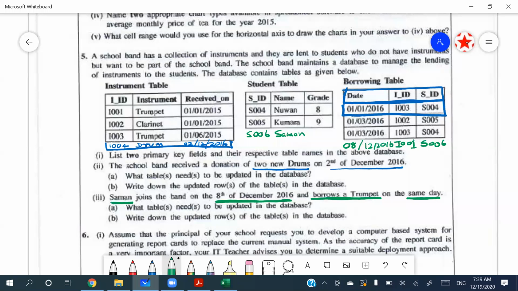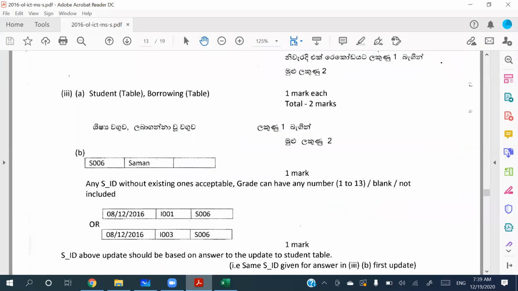So two things should be updated. In the first part, they are asking what table needs to be updated in the database. So we can say student table and the borrowing table. And they are asking us to write down the record. So let's see what the marking scheme says about the records.